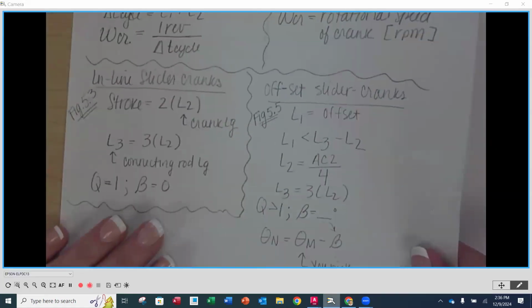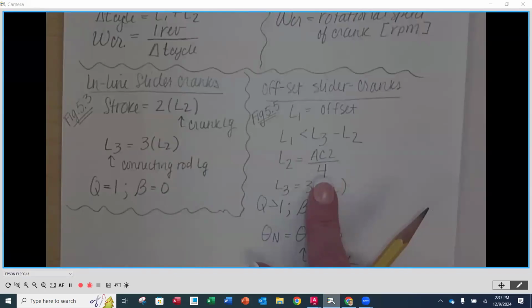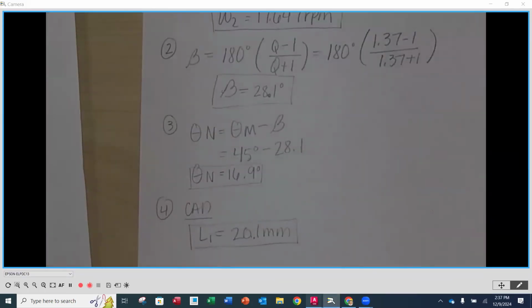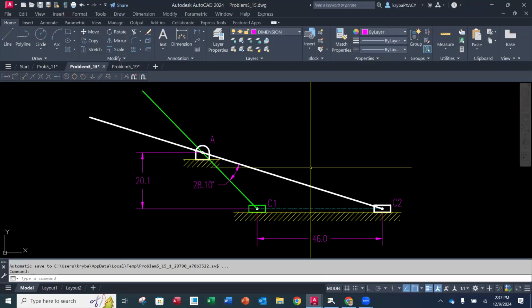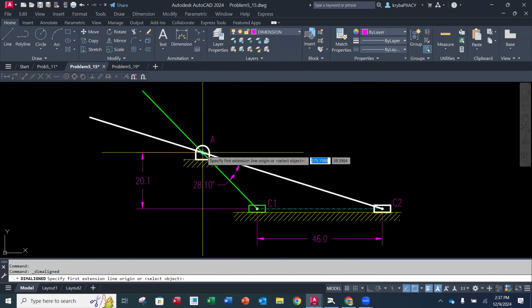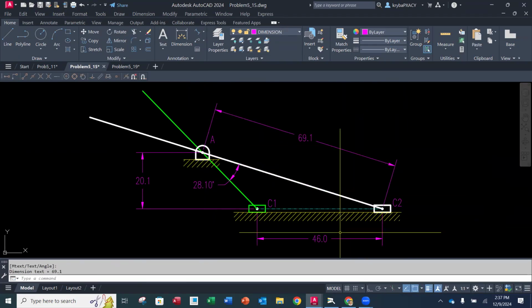If you recall, L2 is going to be equal to AC2 divided by 4. AC2 divided by 4. So we need to measure that length. So if we go back to AutoCAD, A to C2, we need to measure along that line. So we're going to do an aligned dimension from the center of A to the center of C2. You're going to get 69.1, or you should get something very, very close to that.